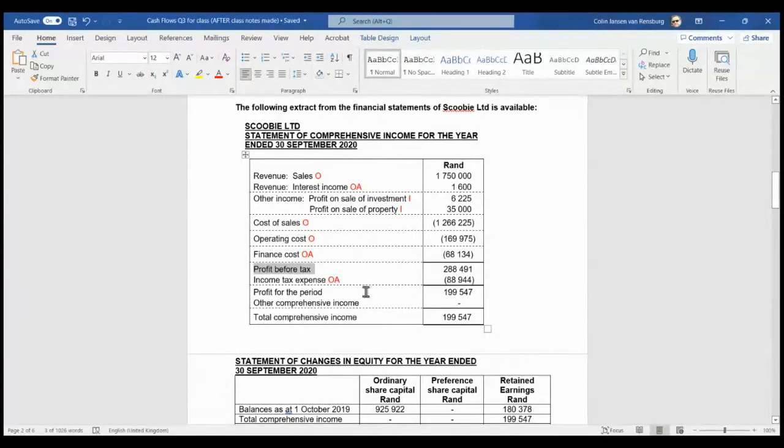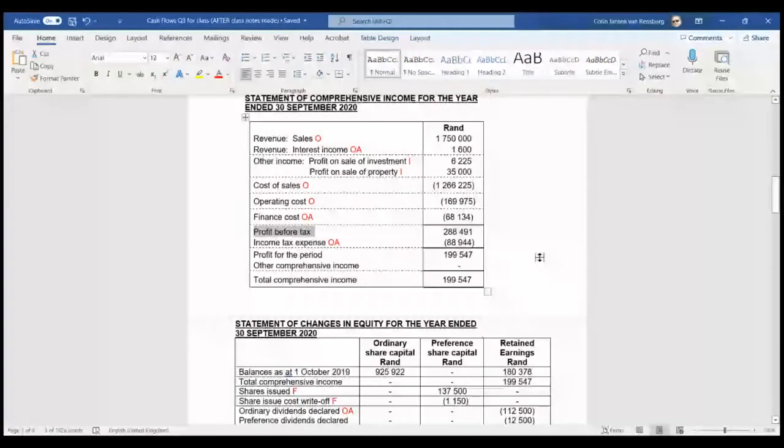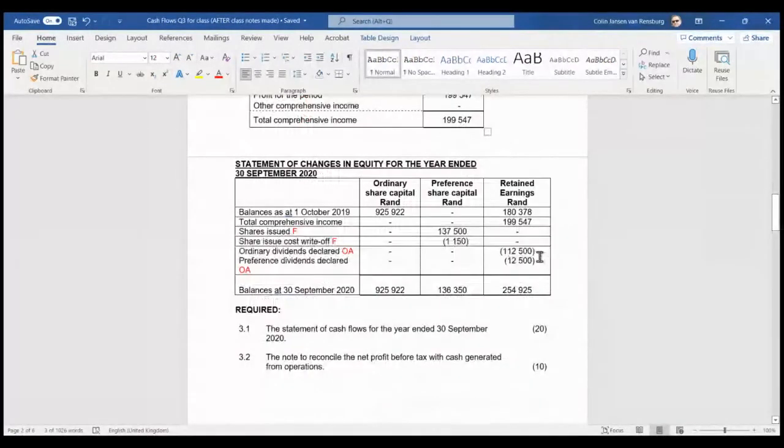So now we are done with our statement of comprehensive income. Fortunately for us, we've already analyzed all our statements between the various kinds of activities. So now we can simply go and search for some more activities.